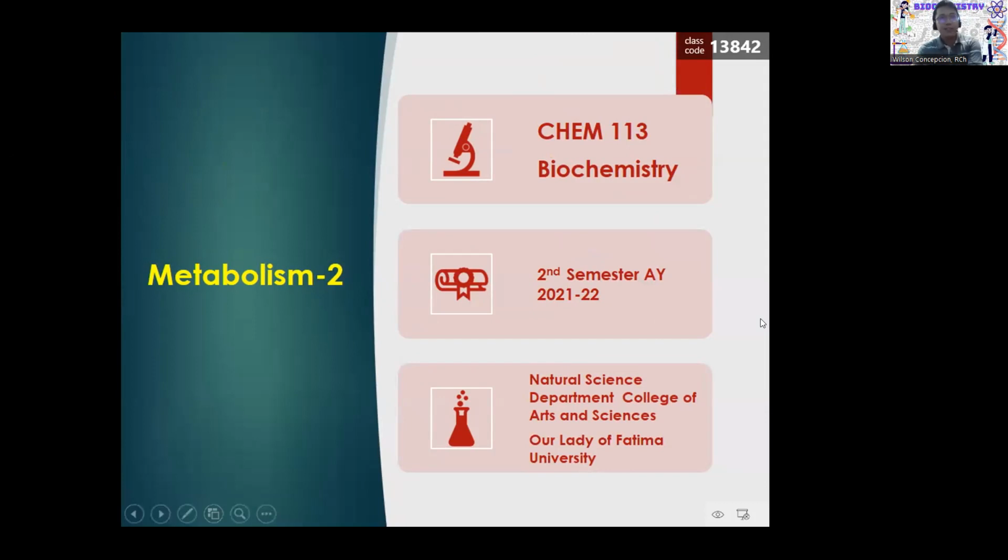But now, it's not just about a roundabout, it's not like that anymore. You will see the different pathways, the different roadmaps of our metabolism. So this is more complicated than our topic last week.